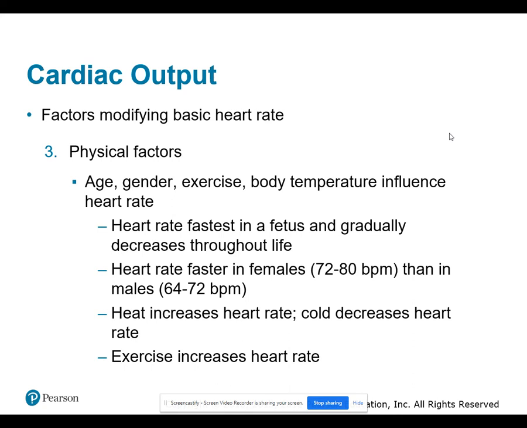Now, heart rate is typically faster in females than in males. The average for females is 72 to 80, whereas in males, it's about 64 to 72 beats per minute. Heat also increases heart rate. Think about when you're hot, when you exercise, your heart's beating faster. When you're cold, this is going to decrease heart rate. And exercise increases heart rate as well.